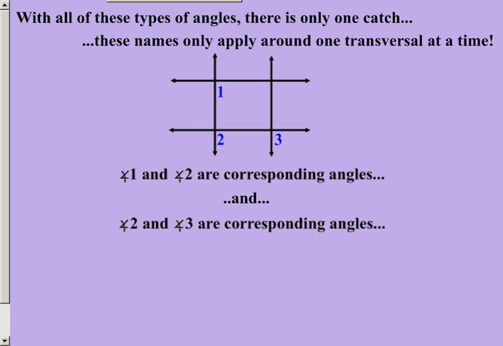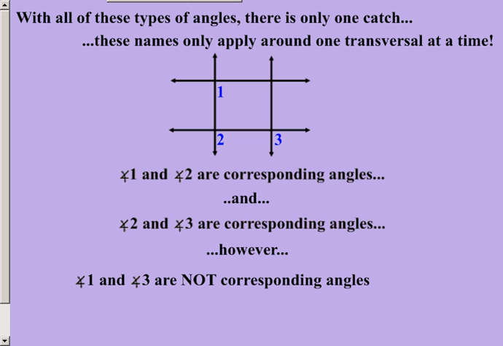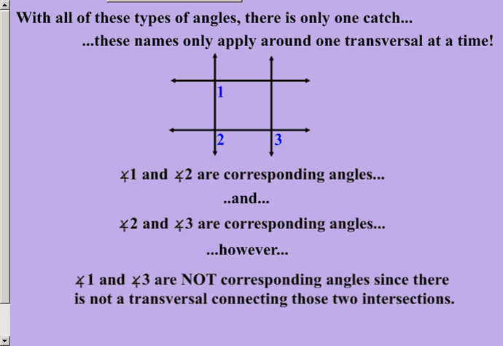However, the transitive property does not apply here. We cannot say, since angle 1 and angle 2 are corresponding and angle 2 and angle 3 are corresponding, that means angle 1 and angle 3 correspond. That is incorrect. We cannot say that angle 1 and angle 3 are corresponding angles, and the reason is because there is not a transversal that goes from the intersection at angle 1 over to the intersection at angle 3.